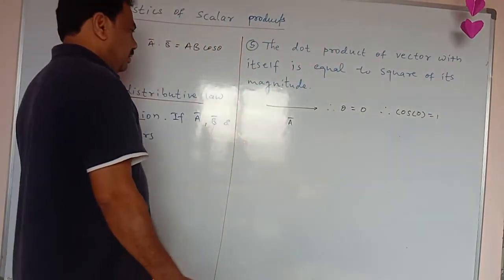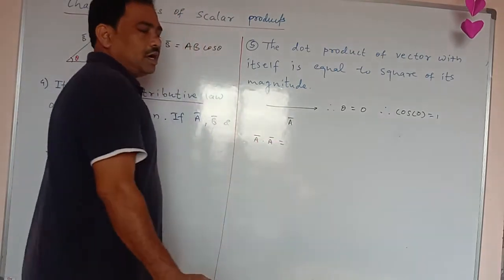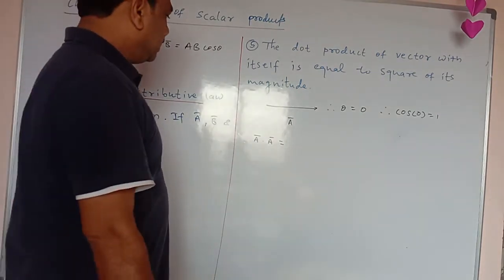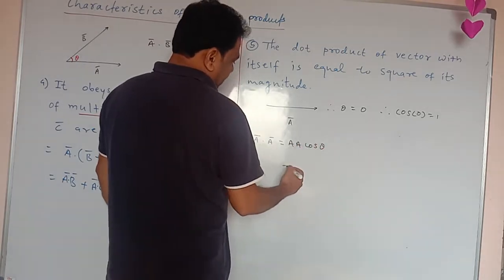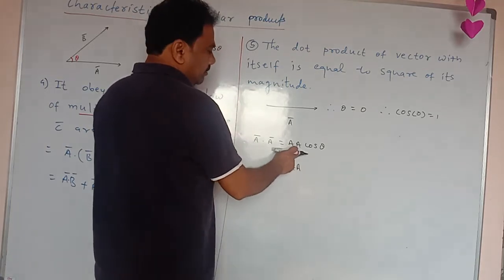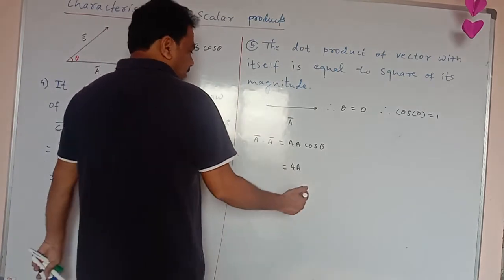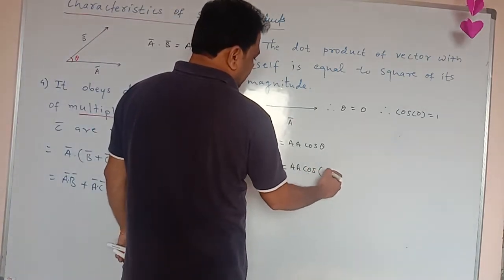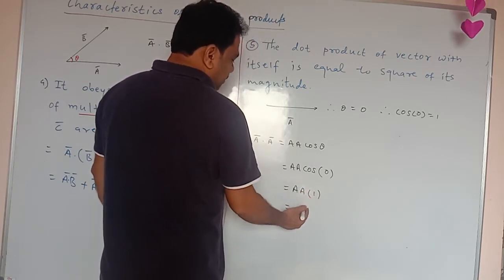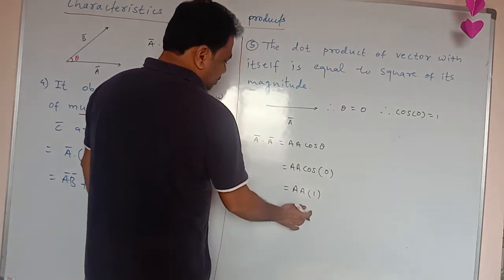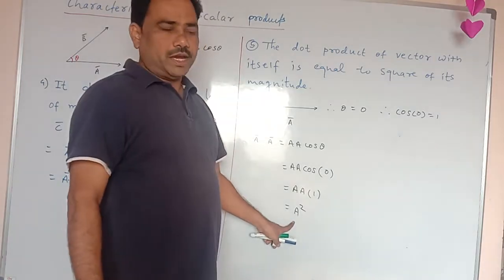Now what is the dot product of this vector A? Vector A dot vector A means AA cos theta, where A and A are the magnitudes of vector A. Cos theta means cos 0, whose value is 1. A into A we can write as A square. So A square represents the square of its magnitude.